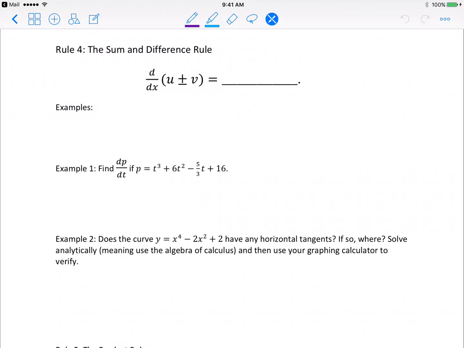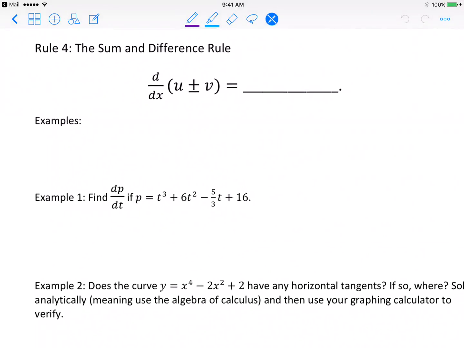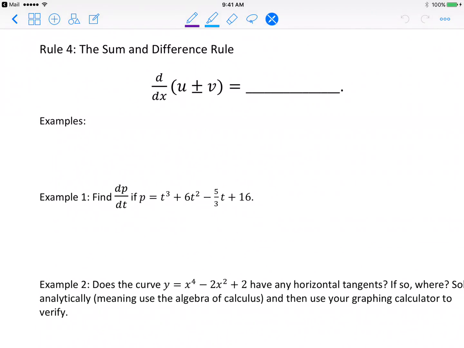Okay, we're on to rule number 4. This is the fourth one out of 7 total, but we did already cover rule number 7, along with rule number 2. Rule number 4, what is this? Okay, so how do you find the derivative of a sum of two functions or a difference of two functions? What's the rule for it?